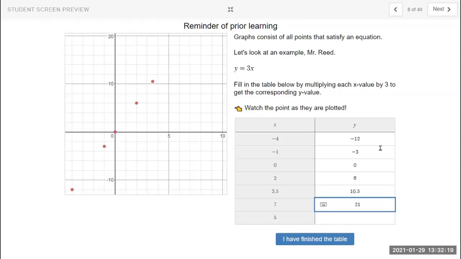7 times 3 will be 21. And 5 times 3 will be 15. I don't know why they're out of numerical order like that, but oh well.